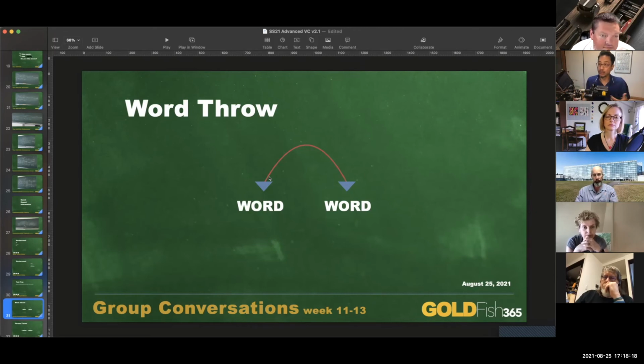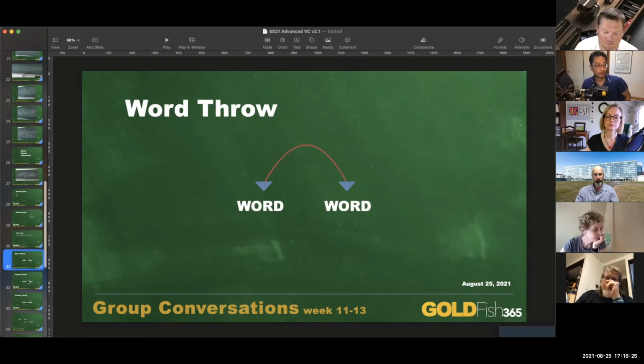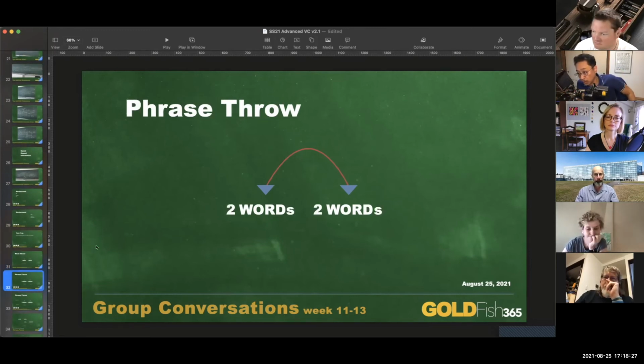And then we do this as word throw first randomly, then we do it on topics maybe. In the next stage of the word throw, double word throw, two words.